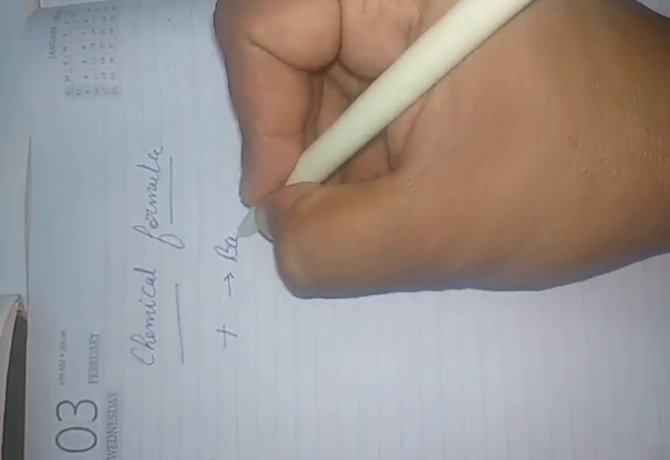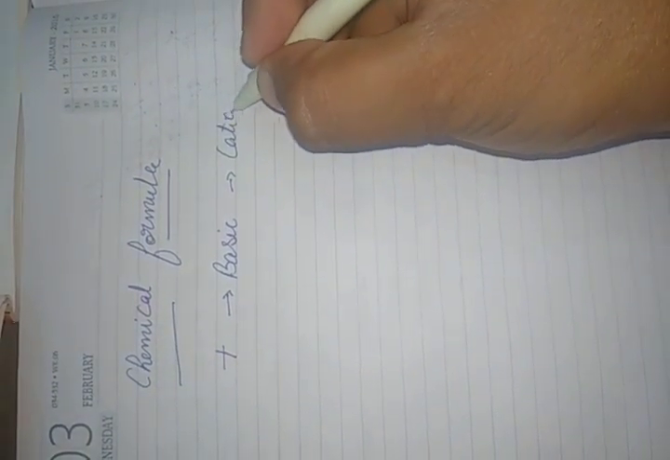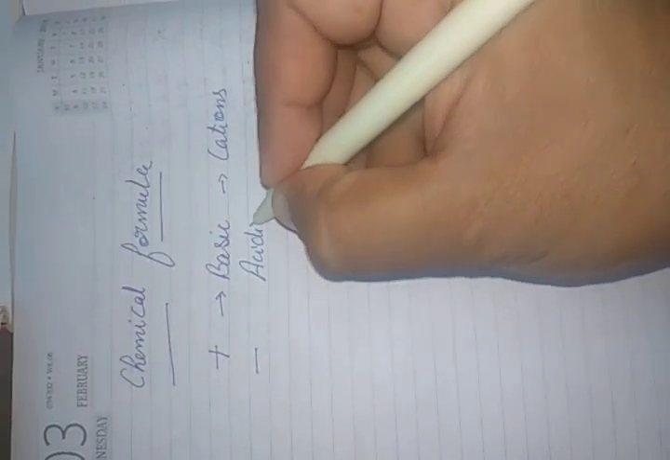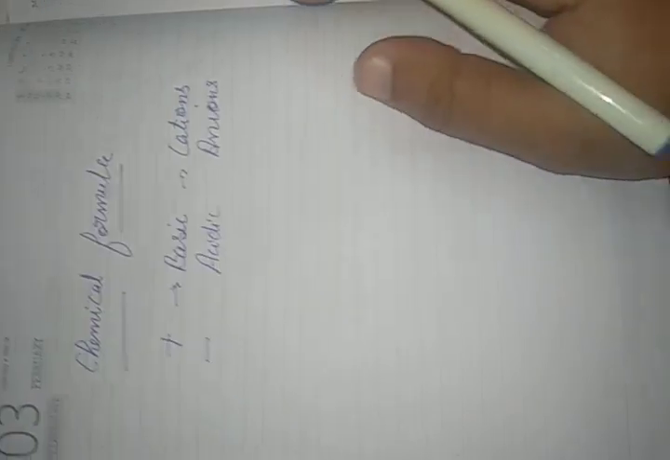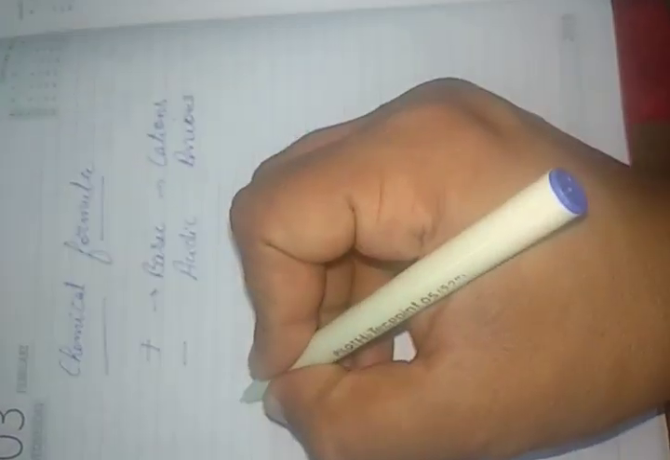What are they called? They are called basic radicals, and also the other name given to them is cations. Similarly, the negatively charged radicals are called acidic radicals, and the name given to them is anions. If you have learnt all the formulas of acidic and basic radicals, it will be easier for you. I take a simple example.